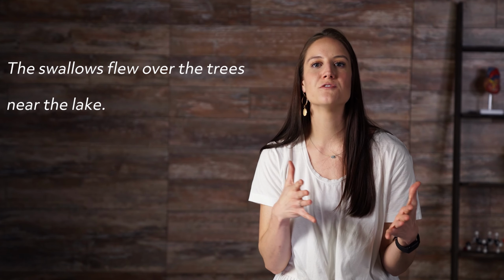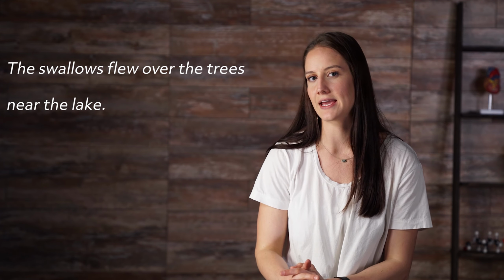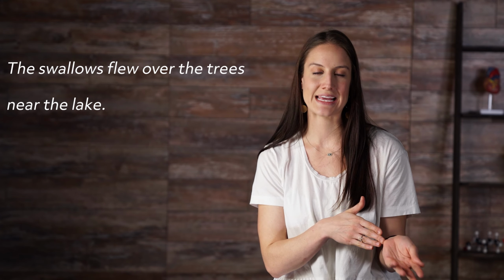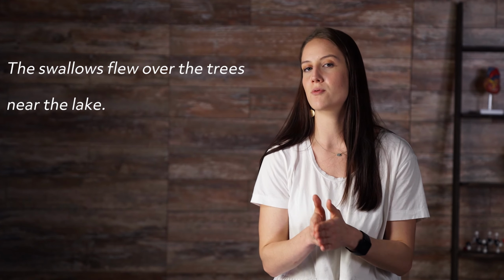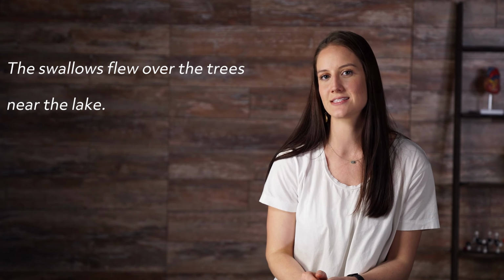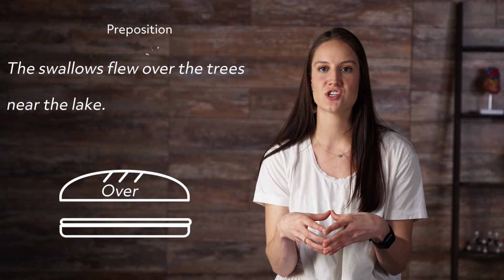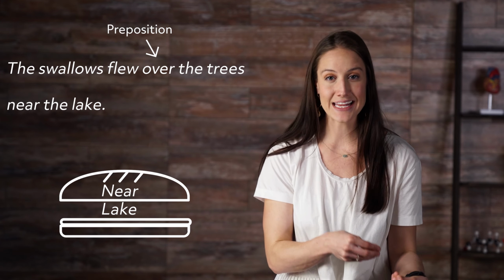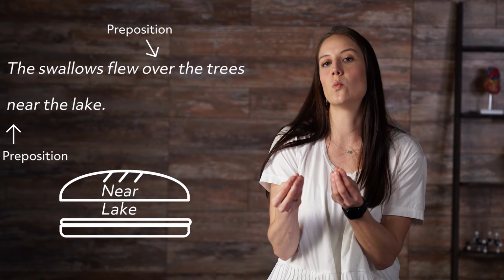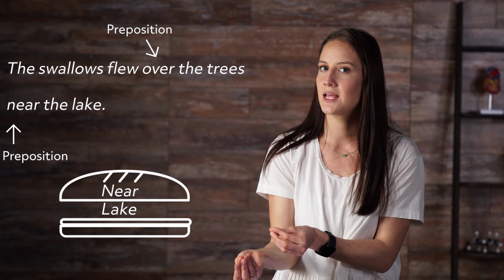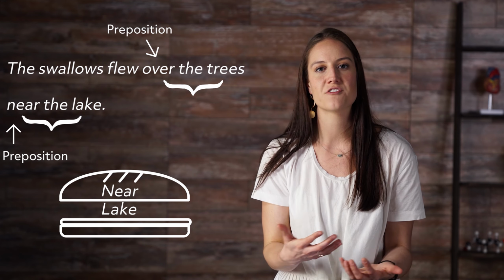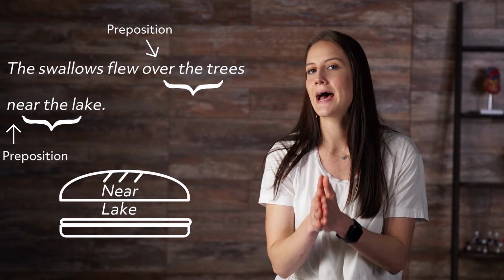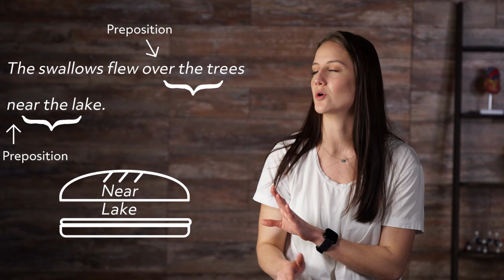The swallows flew over the trees near the lake. Over the trees and near the lake are the 2 prepositional phrases in this sentence. Over is a preposition that tells us the direction the swallows flew, and near is a preposition that tells us where the trees were located. These prepositional phrases are fairly simple, but look what happens if we make the sandwich more interesting.